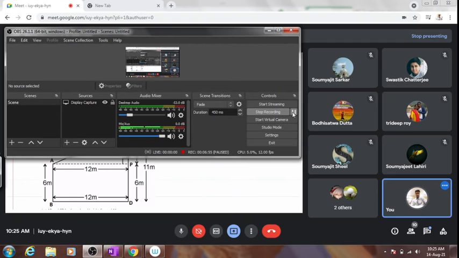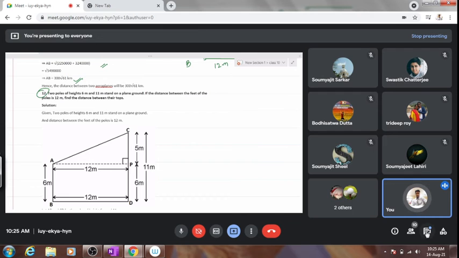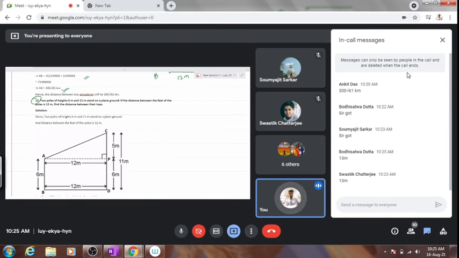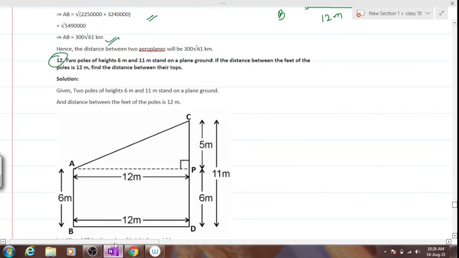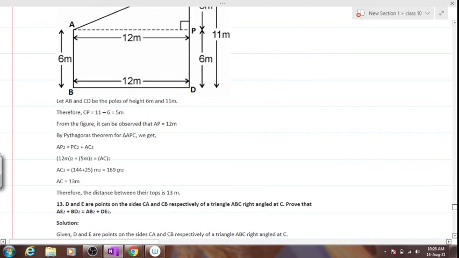Pausing the video, calculate. This will form a Pythagorean triplet. 13. Very good, Swastik and Bodhisattva. Oh, Shomajit, very good. People who haven't got the answer, kindly try it out. Answer is 13. 5, 12 and 13, they form a, what is this called?